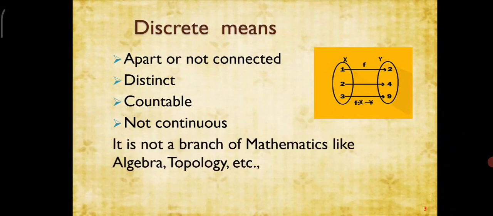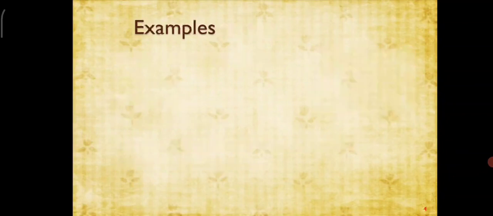As I said, discrete mathematics has very good applications in computer science, but it is not a branch of mathematics like algebra and topology. We will see some examples, students, to understand. What is discrete? Easily, it is countable. As I said, countable. Counting.